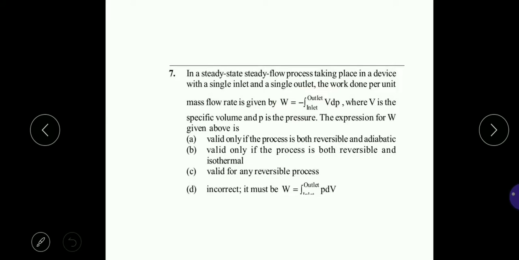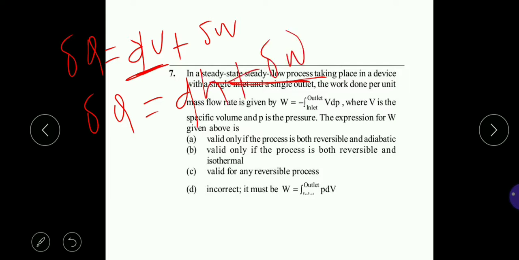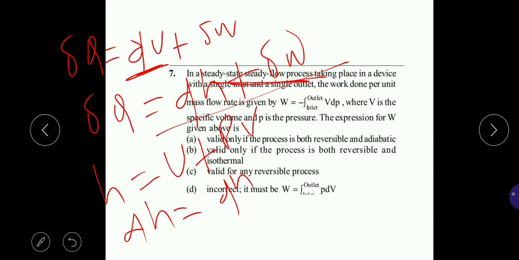So I can write from the first law of thermodynamics, del Q will be equal to dU plus del W. If we neglect kinetic energy and potential energy for a steady flow process, I can write del Q will be equal to dH plus del W. Now to calculate this dH value, H will be equal to what? H equals U plus PV, and if I want to calculate dH, that will be equal to dU plus PdV plus VdP.